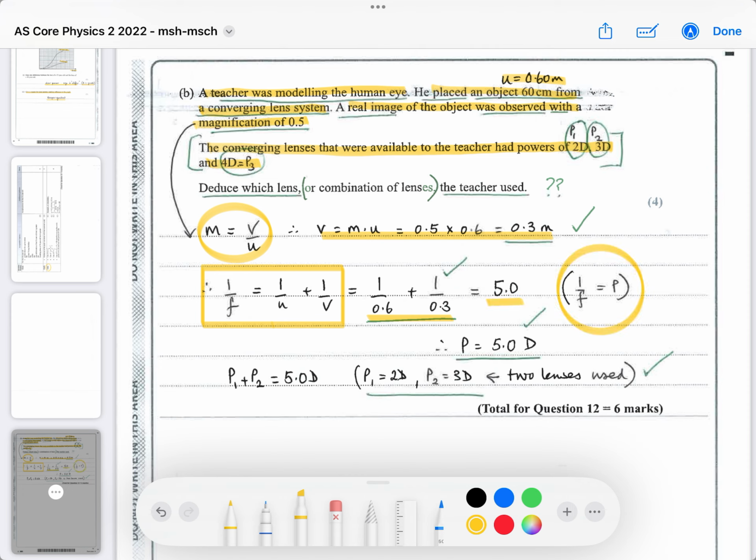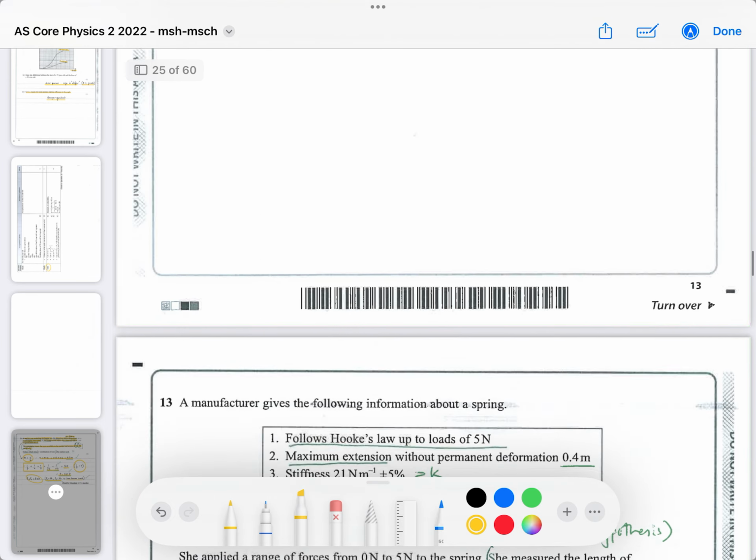So we know the lens system has a power of 5 diopters. Get a mark for calculating that. That means he's used the 2 diopter and the 3 diopter in his lens system. So 2 lenses were used, because if you add the powers of those 2, you get 5 diopters, and with lenses, the powers, you just add them. Okay, so 2 lenses, you add the powers. Hope that makes sense. That's 6 marks.